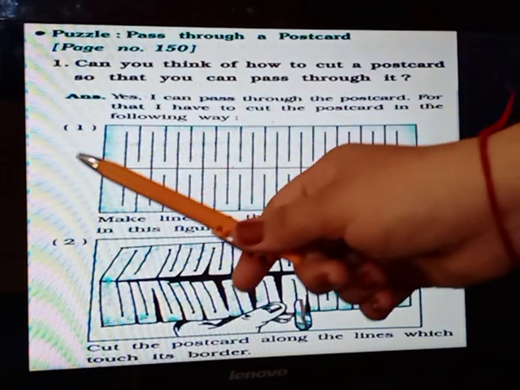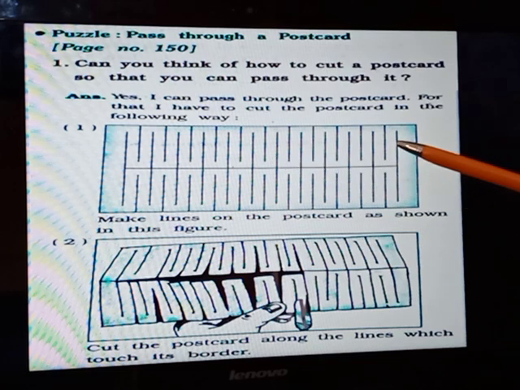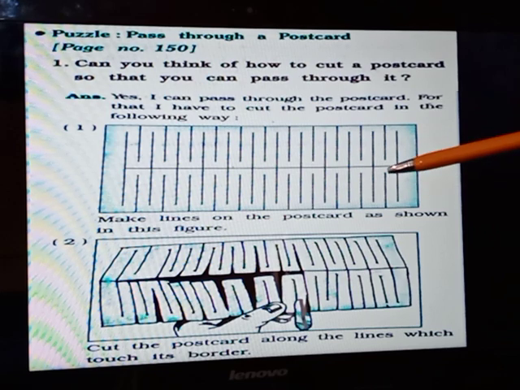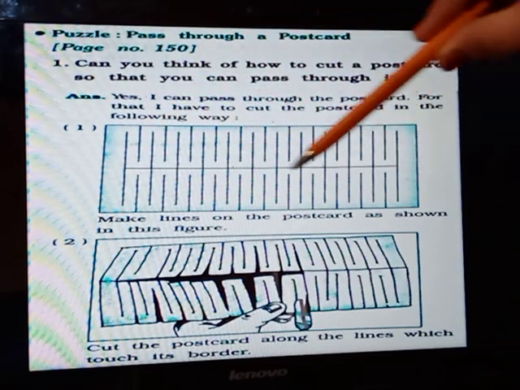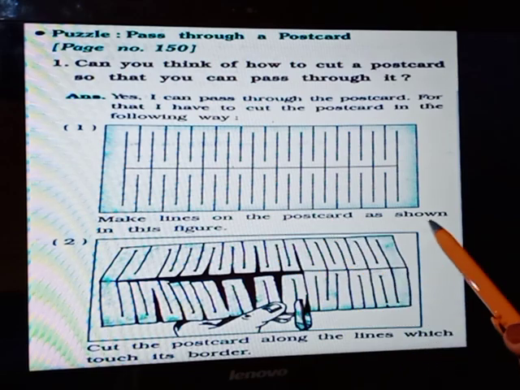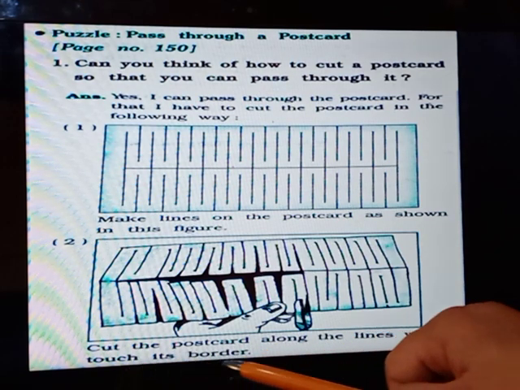First of all, suppose this is your postcard, right? And in that postcard you will make a line like this, right? Vertical lines are made, and in between two vertical lines one small line is given, and here a horizontal line is made. Okay, now here it is already showing how to cut that postcard so that you can pass through the postcard. Make lines on the postcard as shown in this figure, right? In that, cut the postcard along the lines which touch its border.